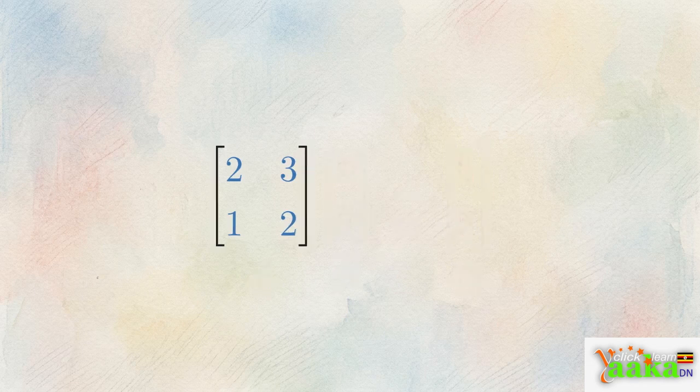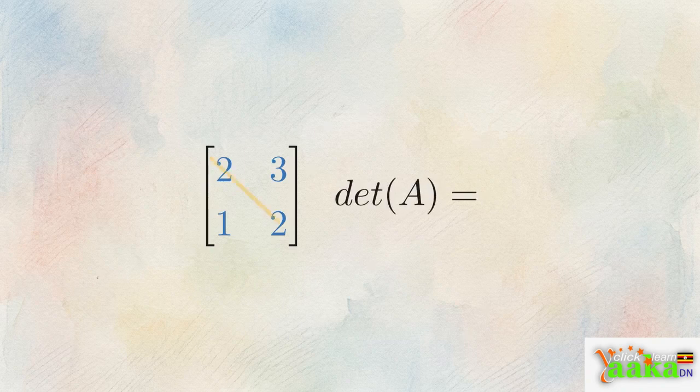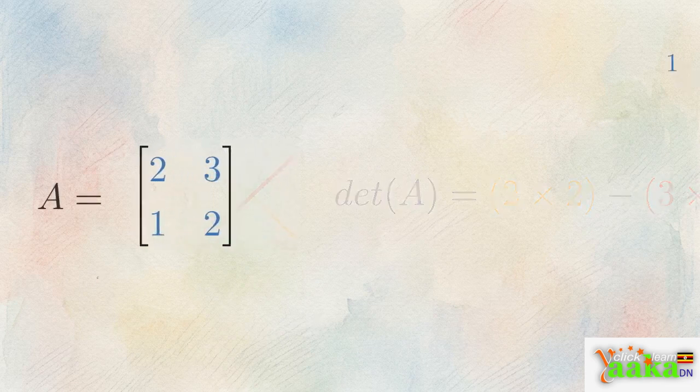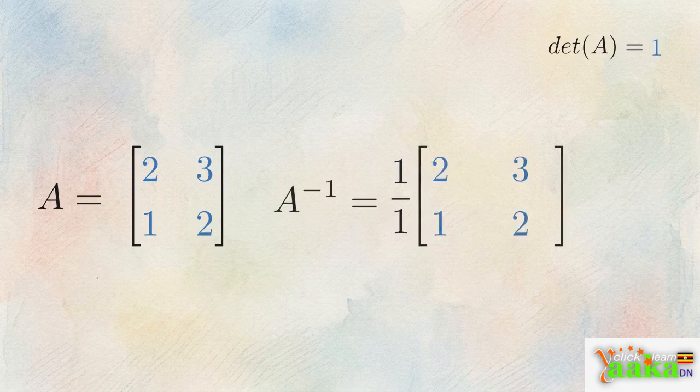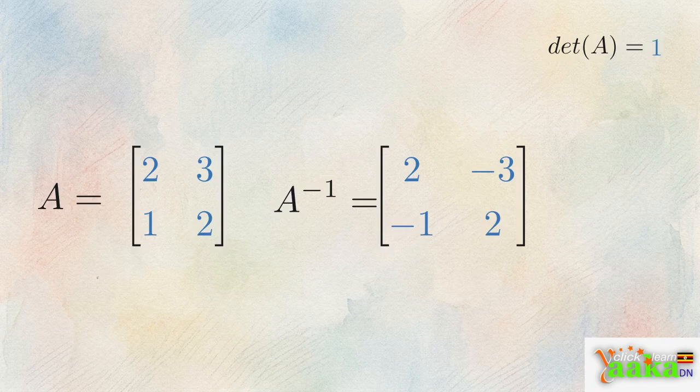We begin by finding the determinant for matrix A. This involves cross-multiplying the diagonals, 2 times 2 minus 3 times 1. In this case, our determinant is 1. We then construct the inverse matrix by swapping the positions of the main diagonal and reversing the signs of the remaining values. Because our determinant was 1, the values inside the matrix remain whole numbers.